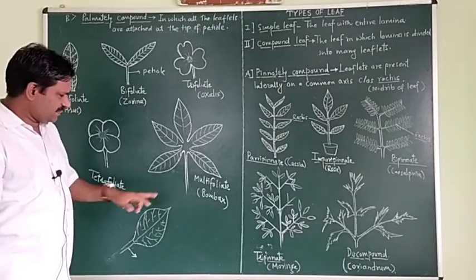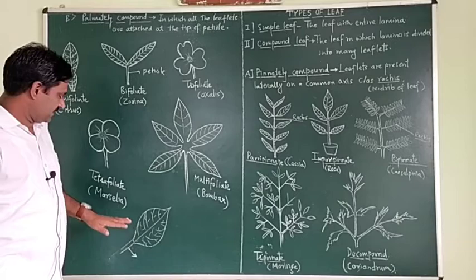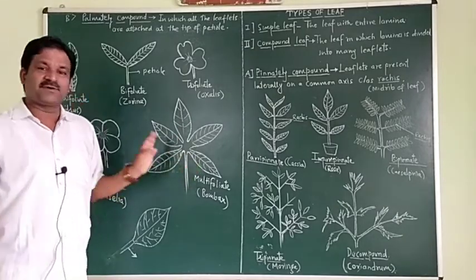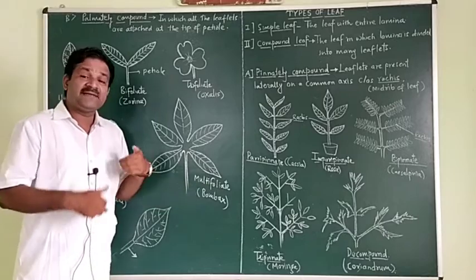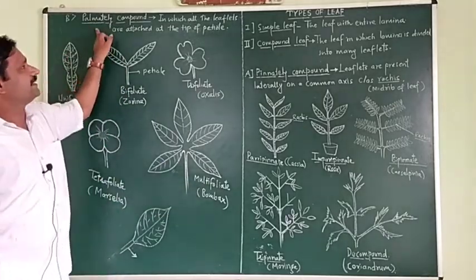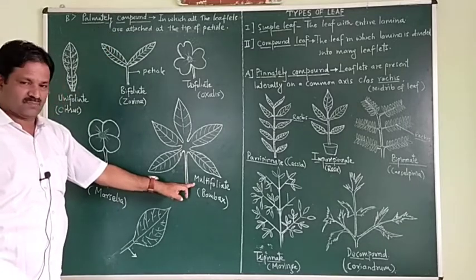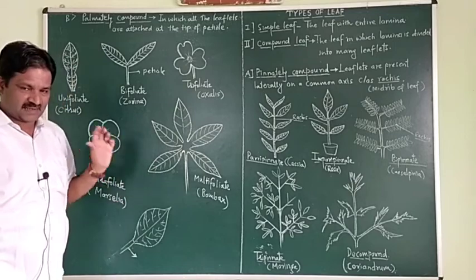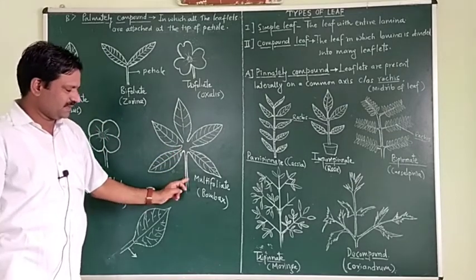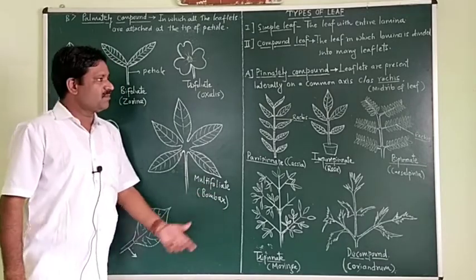Now in this condition the leaflets are more than four. After tetrafoliate there is pentafoliate, also called multifoliate palmately compound leaf. More than four pinnae are fused at the tip of the petiole. This is the petiole. Example is Bombax.